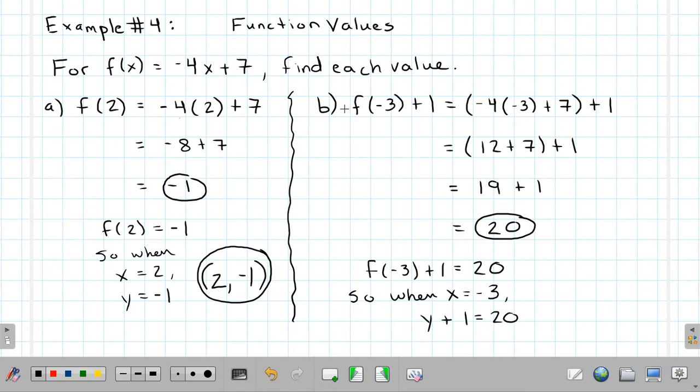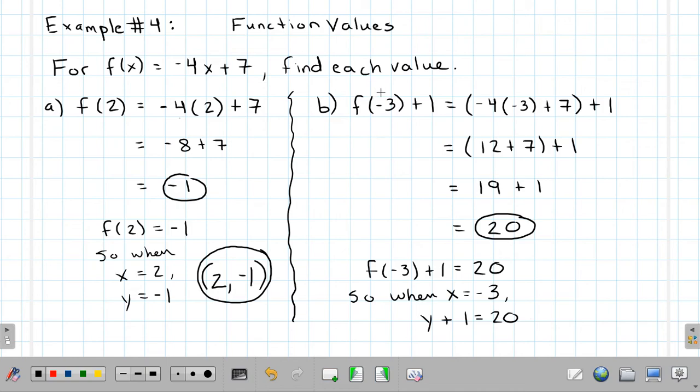So if we look over at part B, this one gets a little bit more tricky, but we have f of negative 3 plus 1. Well, what this tells us is we need to do f of negative 3 first, then add 1. So you can think of it kind of like order of operations. We always do what's inside first, then we do what's on the outside of the function, okay? So f of negative 3 plus 1 means we've got to do f of negative 3, like we did over here, and then once we get what that is, add 1 to it.